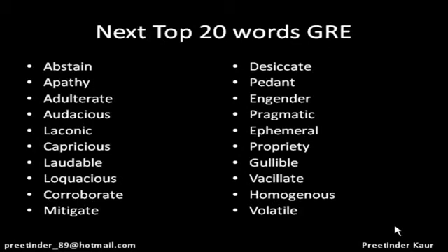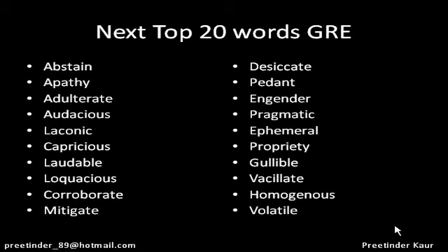Corroborate means to support something. Mitigate, to reduce the danger or seriousness of something. Desiccate means reducing the spirit of or the life of someone or something. Pedant is giving a lot of attention to formal rules. Engender means bringing forth something. Pragmatic is practical. Ephemeral is short-lived.